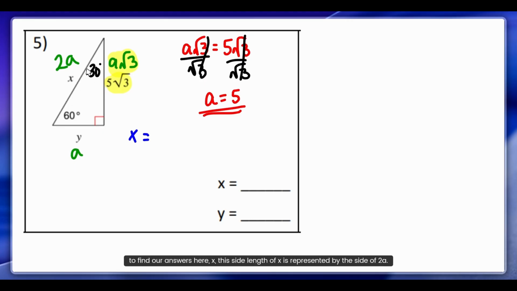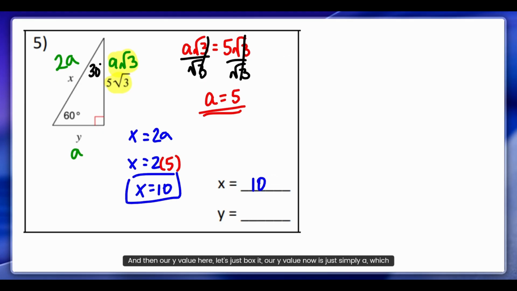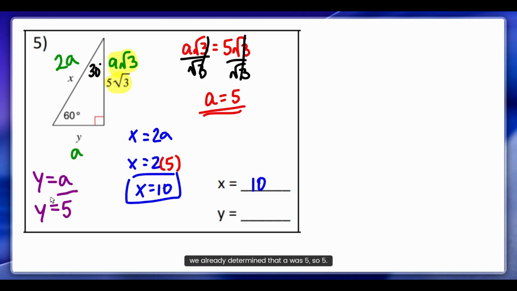This side length of x is represented by the side of 2a. So x is equal to 2 times the value of a, which we just found to be 5. So 2 times 5 gives us 10. And then our y value here, let's just box it. Our y value is simply a, which we already determined was 5. So 5.